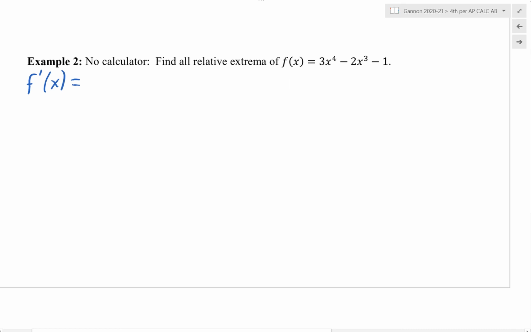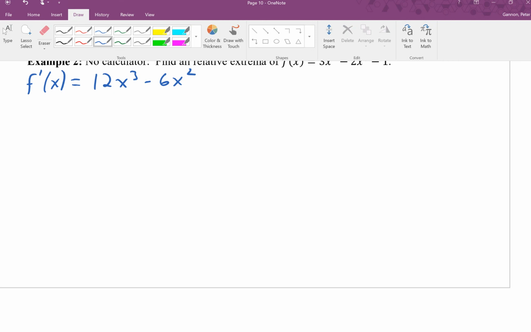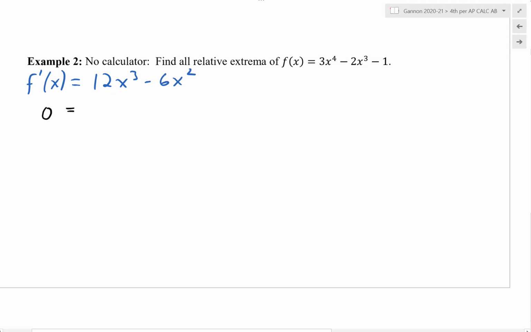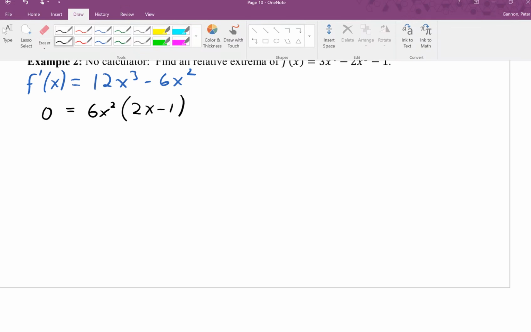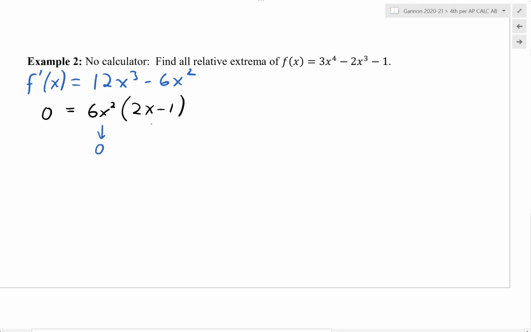So we can start by taking the derivative of the function, f prime of x. We can apply the power rule, so we're going to get 12x cubed minus 6x squared. To find critical values, we want to set that equal to 0. So I'm going to go ahead and factor out the greatest common factor of 6x squared. And then that's going to give us 2x minus 1. So we end up identifying that critical values are going to be 0 and 1/2. So critical values are x equals 0 and x equals 1/2.